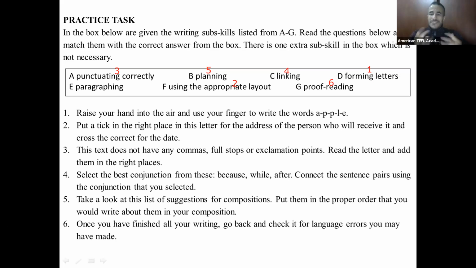So now, why is writing difficult for learners? It's difficult, number 1, they have to form letters. It's difficult, number 2, they have to know about the layout. Is it a formal letter? Is it informal? Is it an email? Descriptive, narrative, argumentative, the layout. Number 3 is difficult because they have to use the right punctuation. It's difficult, they have to organize the ideas, planning. It's difficult because they have to plan and to proofread, they have to find where the mistakes are and they have to correct them again.